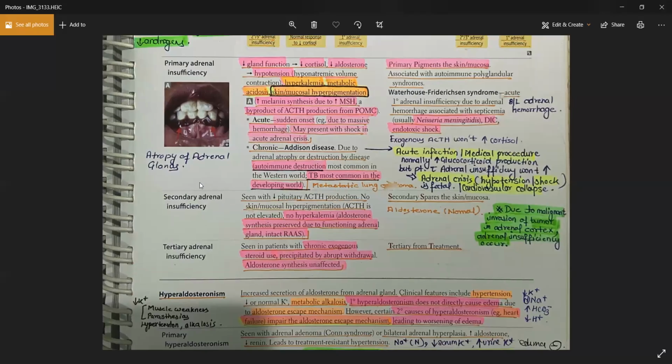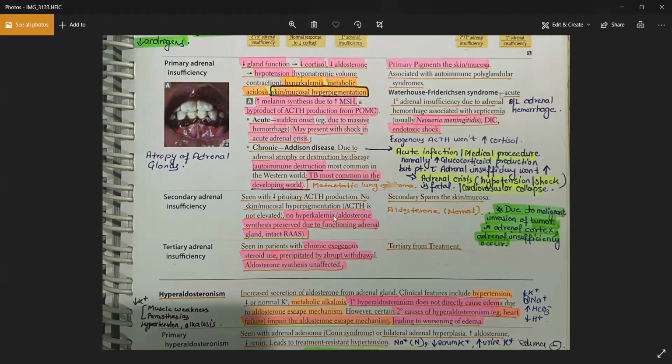Then comes secondary adrenal insufficiency, in which your glands are absolutely normal. It just lacks the stimulatory signal, because ACTH is not there. It is seen in decreased pituitary ACTH production. If there is no ACTH, there won't be any hyperpigmentation. And because ACTH does not control the zona glomerulosa, the aldosterone levels would be normal. In this scenario, you will just have a deficiency of cortisol and other steroids.